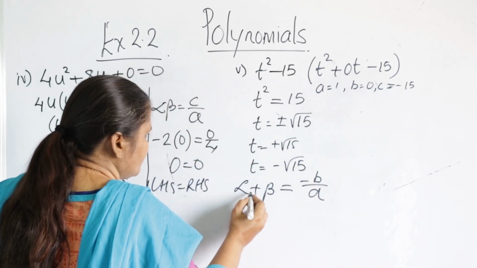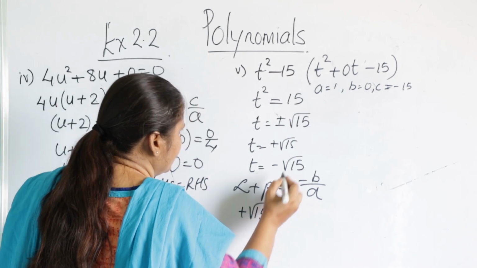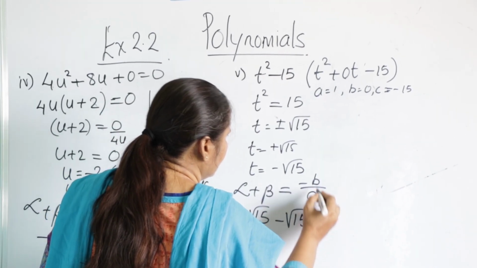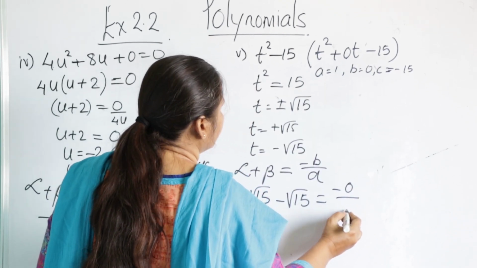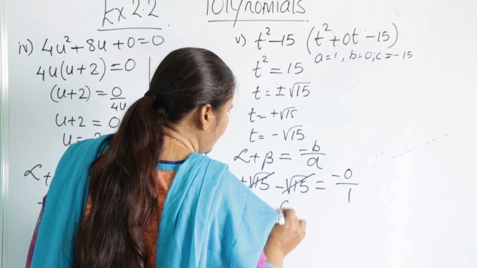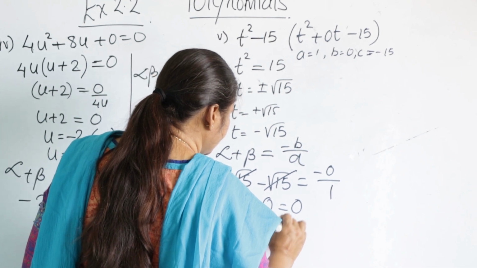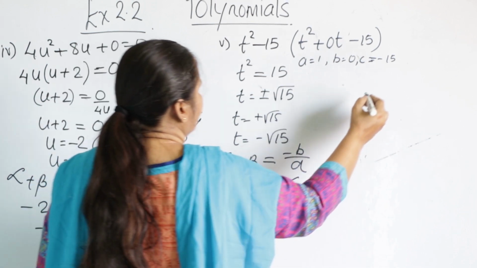Can you see? Okay, what is alpha, children? Plus root 15. What is beta? Minus root 15. What is b? It is minus 0 by what is a? 1. Plus root 15 minus root 15 cancel. This becomes 0. LHS is equal to RHS. Hence, we verified the relationship.